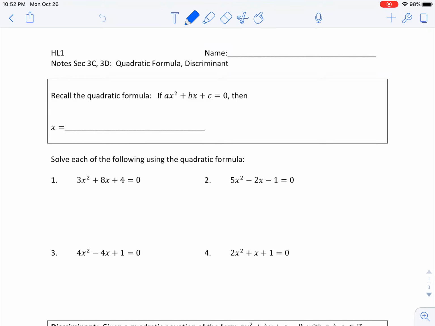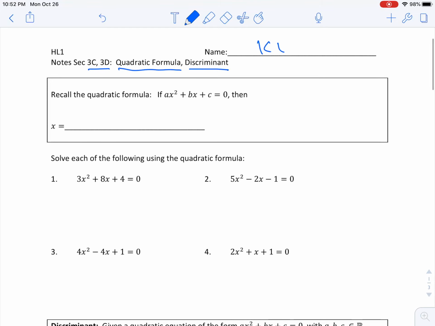In this lesson, what we're going to be looking at is some notes from section 3C and 3D, and specifically we're going to be looking at and reviewing the quadratic formula and then some problems related to the discriminant. So this should be a review for you of things that you've done in Algebra 1 and also in Algebra 2. So first of all, let's recall the quadratic formula.